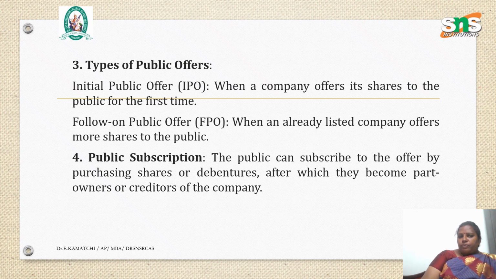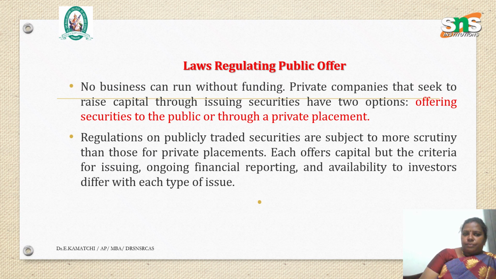Types of public offers. IPO, initial public offer, when a company offers its shares to the public for the first time. Follow on public offer, when an already listed company offers more shares to the public. The public can subscribe to the offer by purchasing shares or debentures, by which they become part owners or creditors of the company.